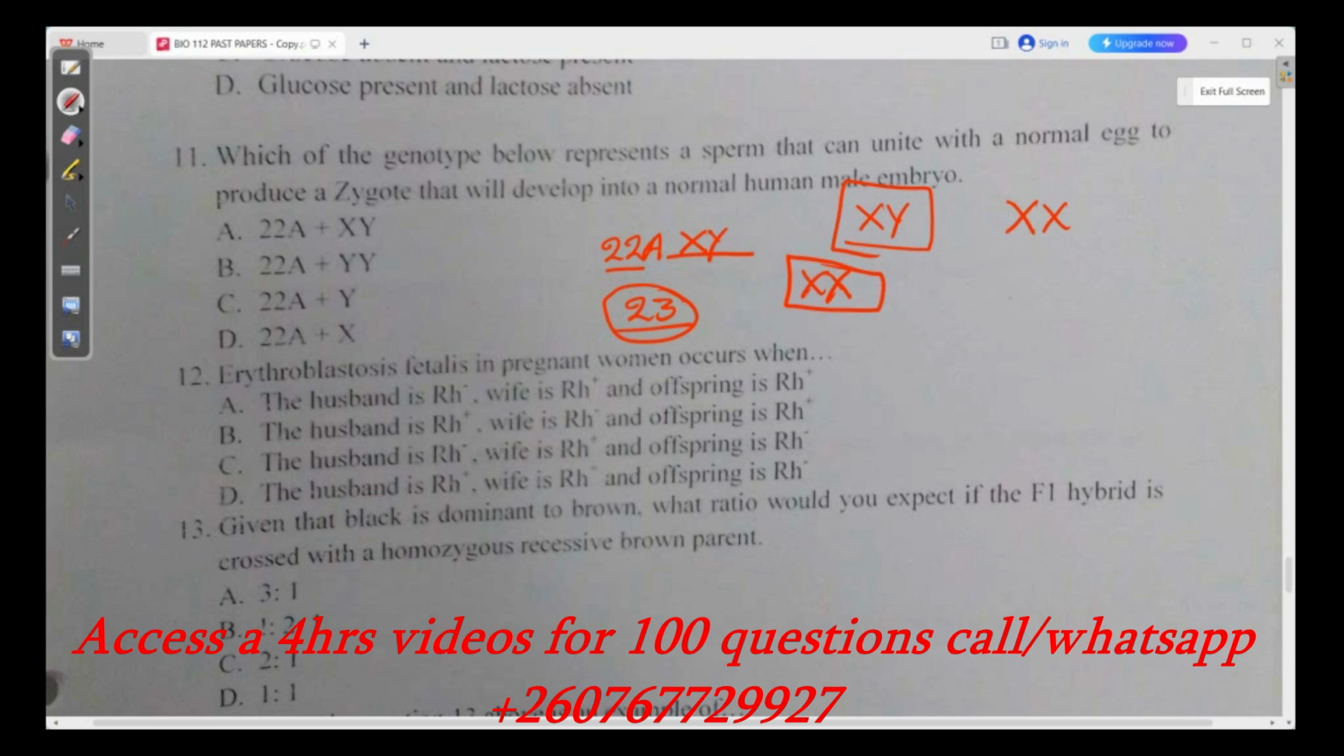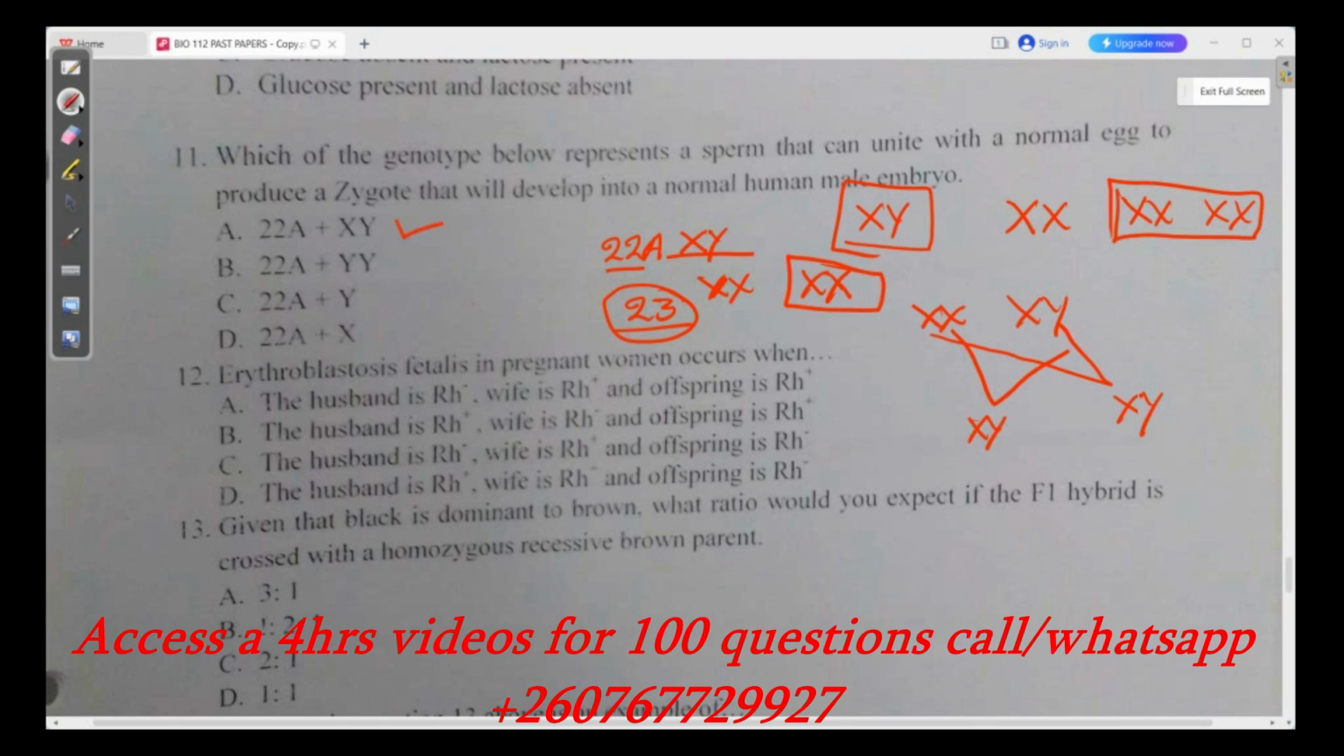So if you have got XY, when it unites with an egg that has got XX, in this case you have a chance of producing a male. This is going to be male. Then that one will also be what? Male. Here you have a chance of producing a male. But if you say XX, it means that you are uniting an egg with its own fellow egg. In short, two females cannot produce a male embryo. So the answer there has to be 22 autosomes and XY.